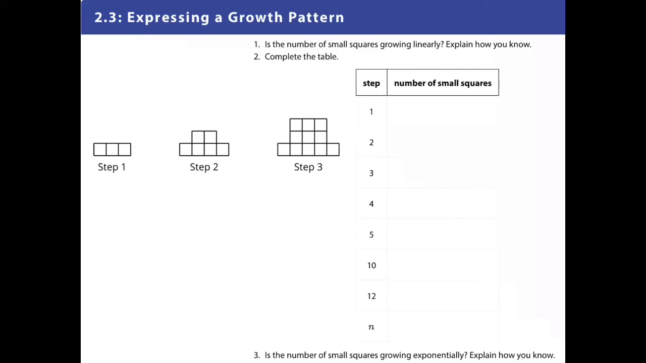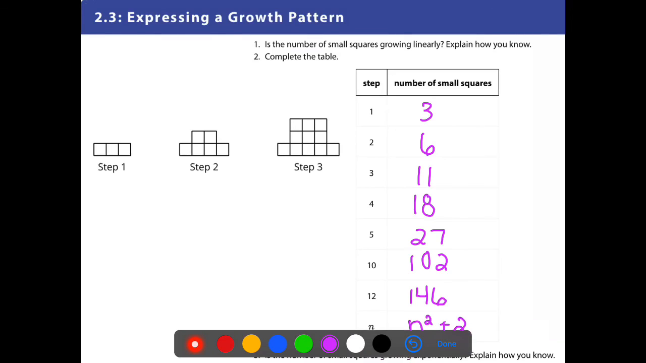And then number 2, complete the table. Try it for yourselves and then unpause the video. Here is what I got. So your equation would be n squared plus 2. And then number 3, is the number of small squares growing exponentially, and how do you know?